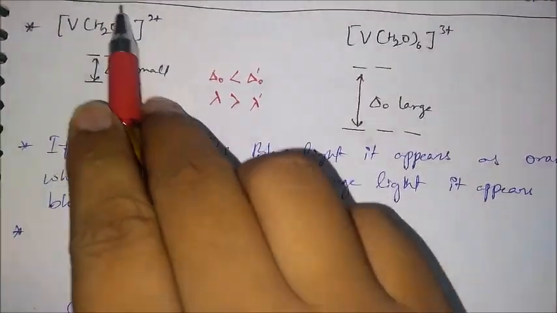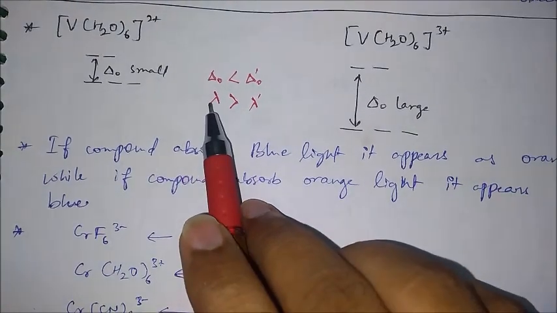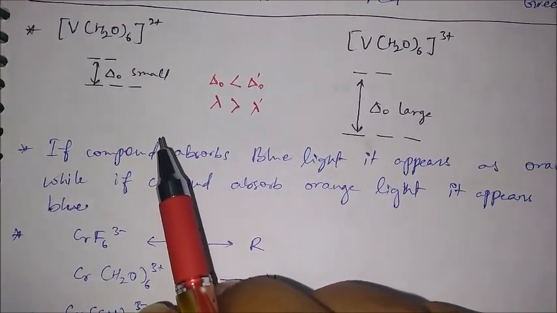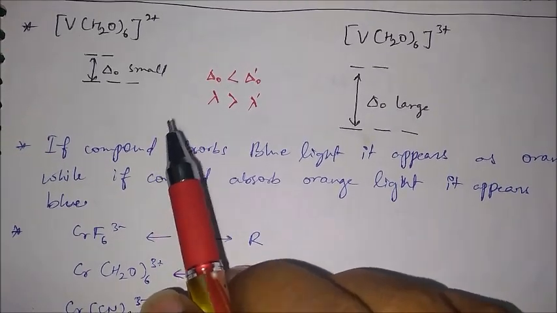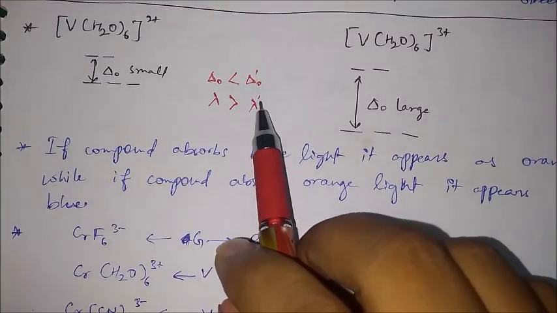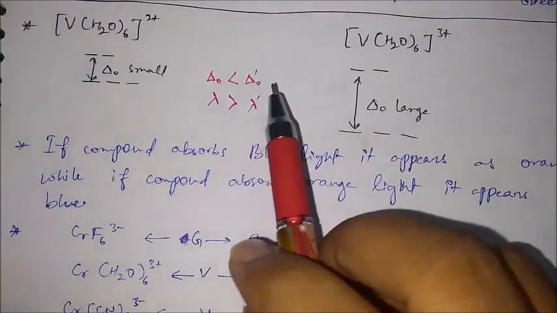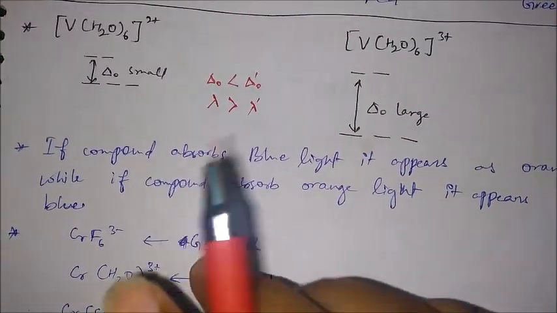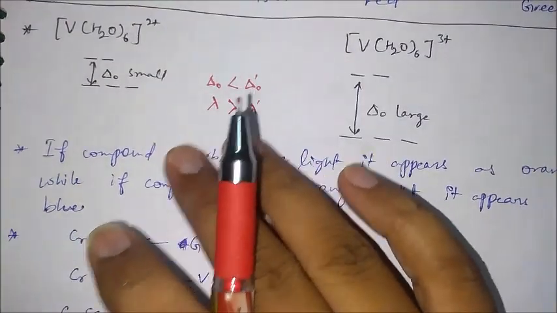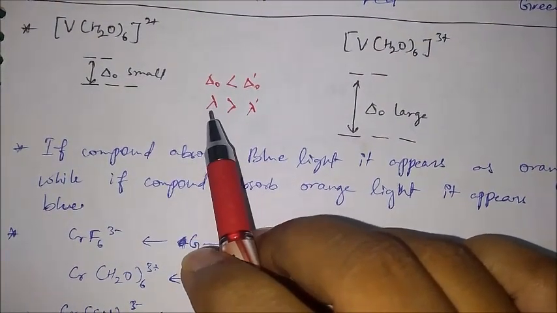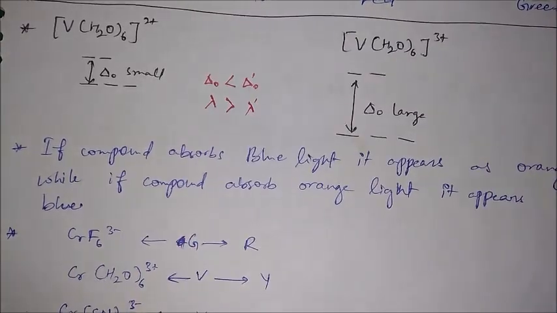So this complex will absorb at, let's say, red or orange, and it will appear green or blue. And this one will absorb at lower wavelength, that is either at violet or blue, and it will appear yellow or orange. So you can predict which color it will show.